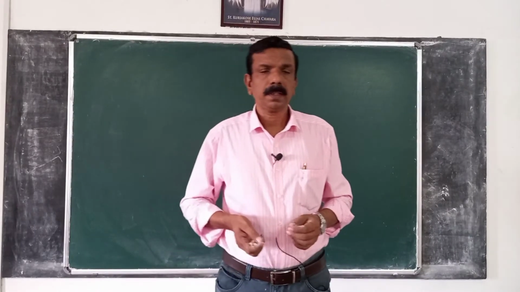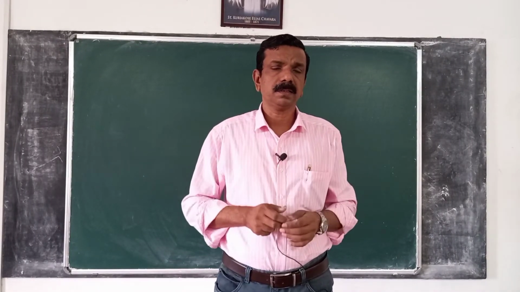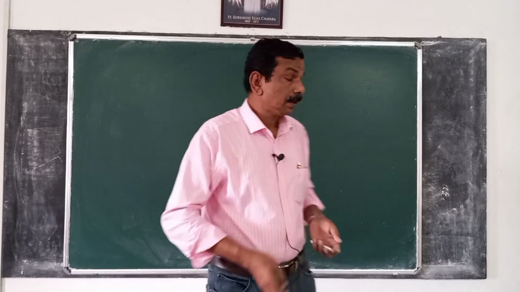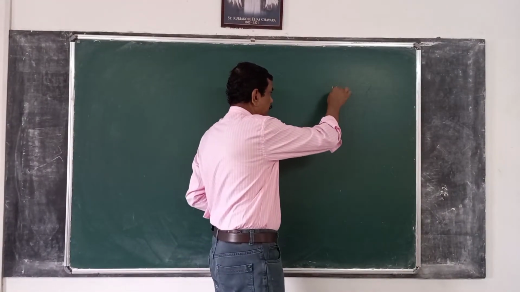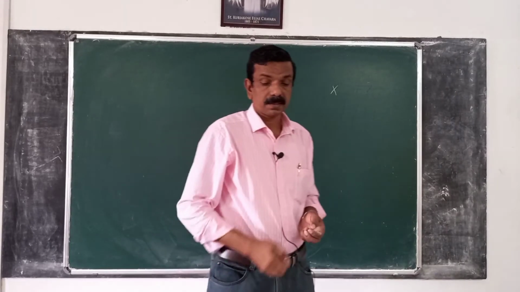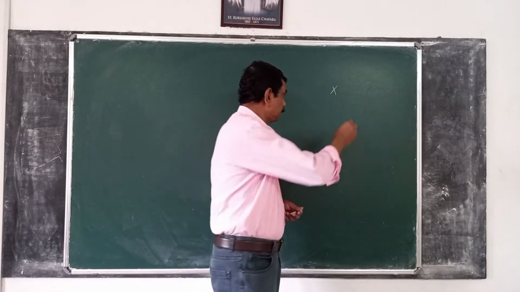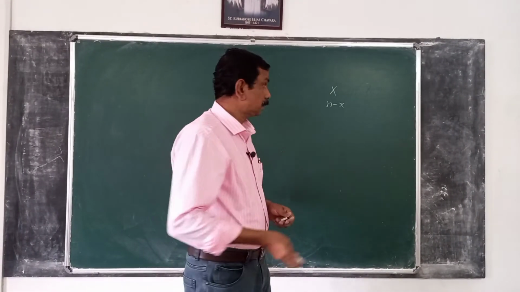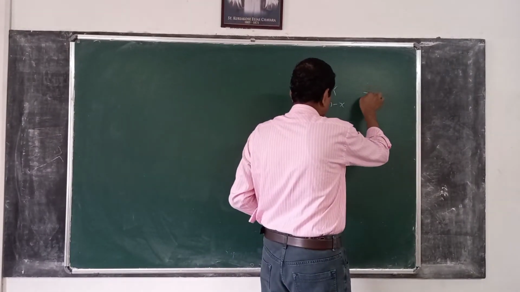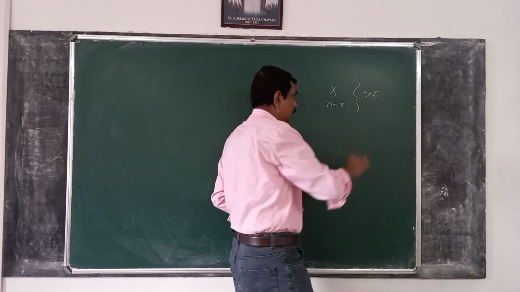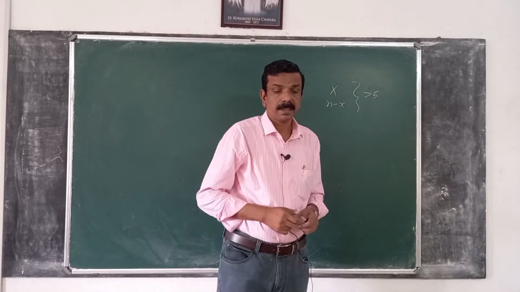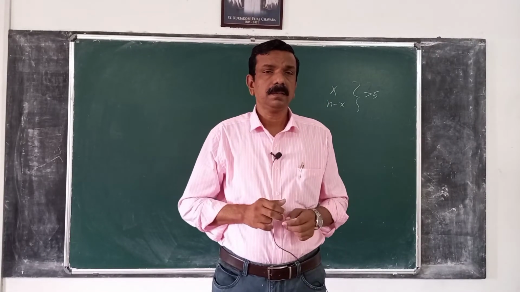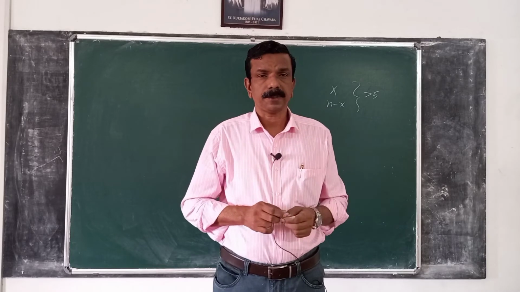Now, a condition for constructing confidence intervals for a population proportion is that the number of successes x and the number of failures n minus x are both greater than 5. x and n minus x greater than 5. That is the condition for constructing a confidence interval for a population proportion.